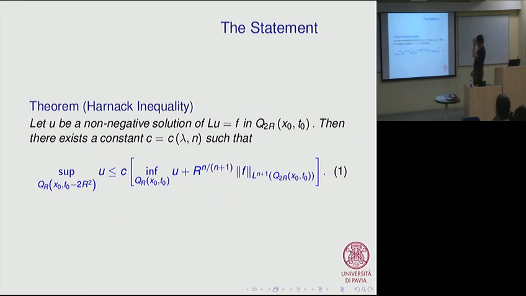Okay, here is my statement, which is not mine, because as I said, this is a result which is well known. So if we have a non-negative solution, so u is greater than or equal to 0 of our operator, and we take it in a cylinder, this is just for the sake of convenience. You could have your result in a much wider domain, but we're just focusing on the cylinder because we're giving the estimates in the cylinder.